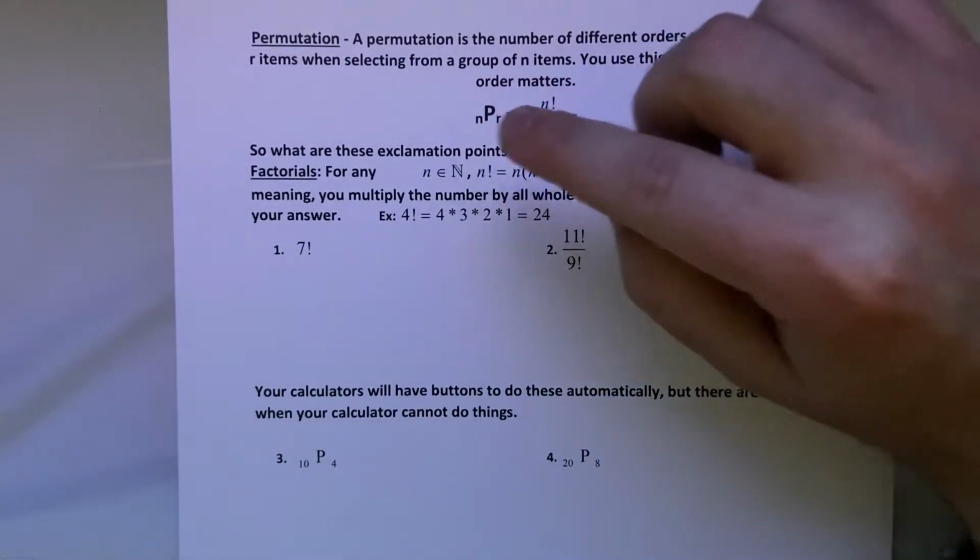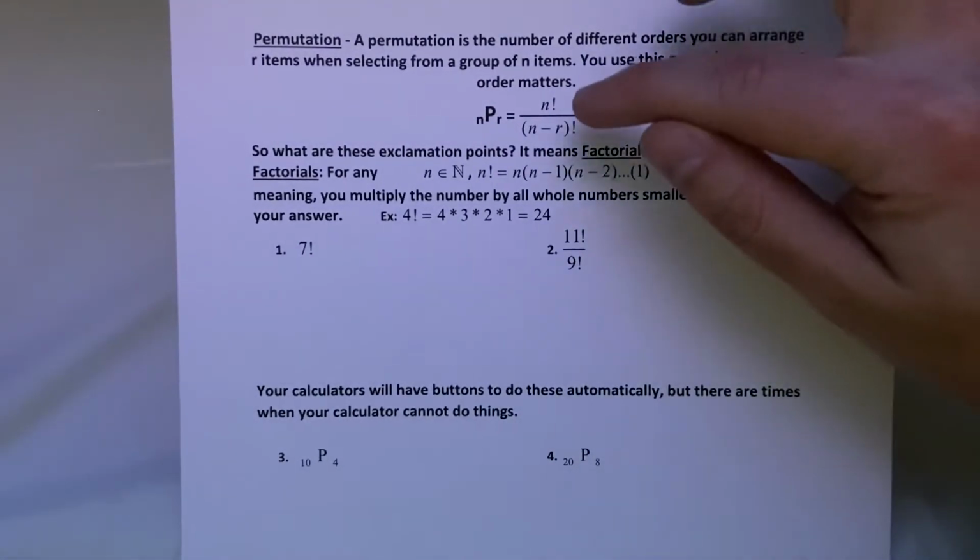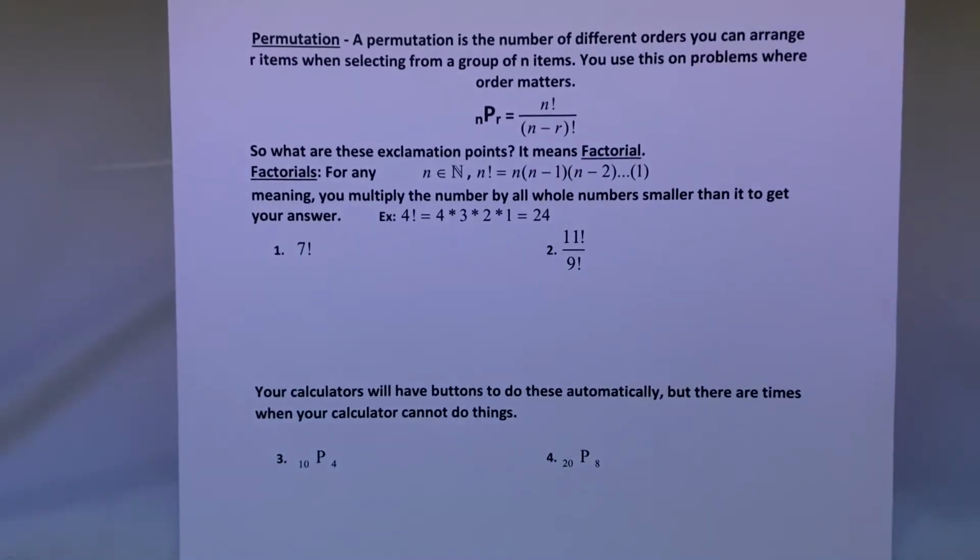Now, if you see this nPr, which is a button in your calculator, it is n factorial divided by n minus r factorial. So what does factorial mean? For example, 5 factorial means 5 times 4 times 3 times 2 times 1. The number times itself, or times all the other whole numbers down to 1.